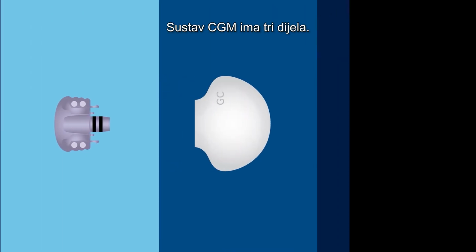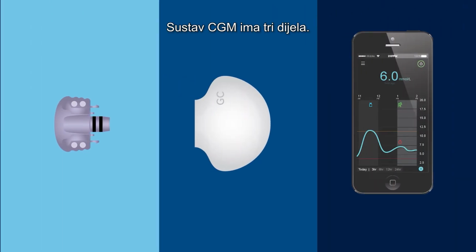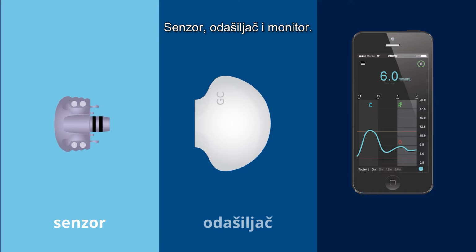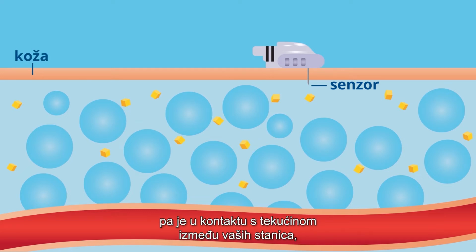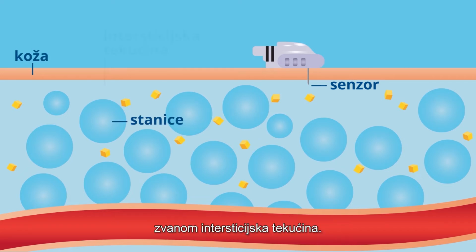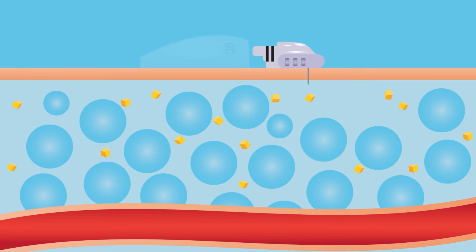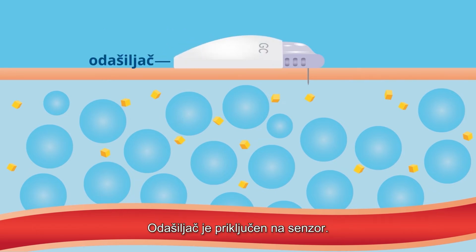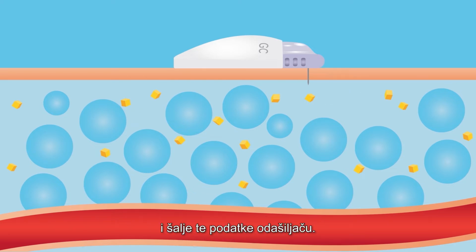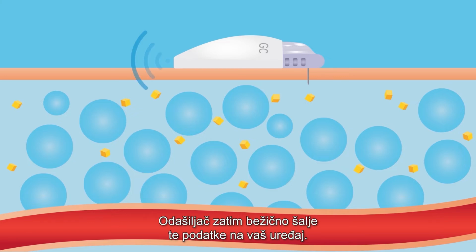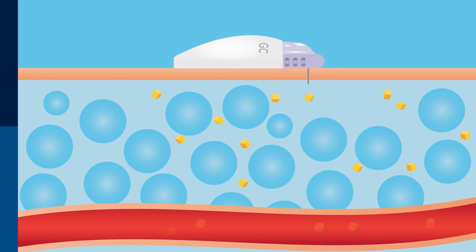The CGM system is made up of 3 parts: the sensor, a transmitter, and a monitor. The sensor is inserted under the skin, so it is in contact with the fluid between your cells, called interstitial fluid. The transmitter is connected to the sensor. The sensor then measures the glucose in the interstitial fluid and sends this information to the transmitter. The transmitter then wirelessly sends this data out to your device.